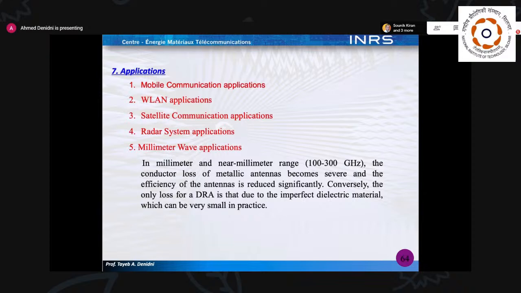If the dielectric resonator has a CP polarization, we can also use it for radar systems. In this way, we can build some antenna arrays. And also for future applications, we can consider this for millimeter wave, which is very, very interesting because we have less loss compared to microstrip antenna. And also we have a good operating bandwidth.